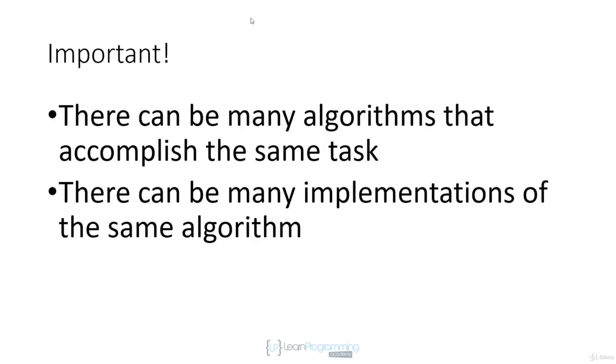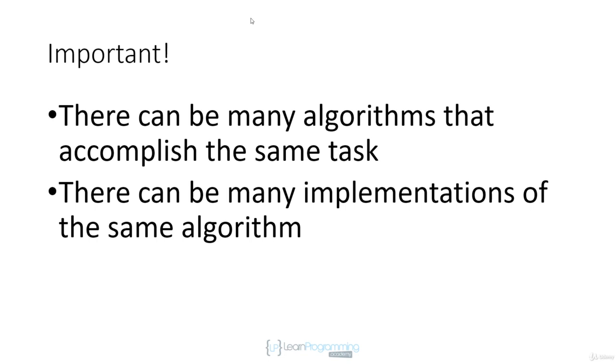So just to drill that home, there can be many algorithms that accomplish the same task. If you look at the sort algorithm section, you'll see that there's at least 8. There may be more. We cover the popular ones. And also, there can be many implementations of the same algorithm. So I'll show you one implementation, but you may see other implementations for the same algorithms. As long as the code you're writing is following the steps described by the algorithm, you have an implementation for the algorithm.